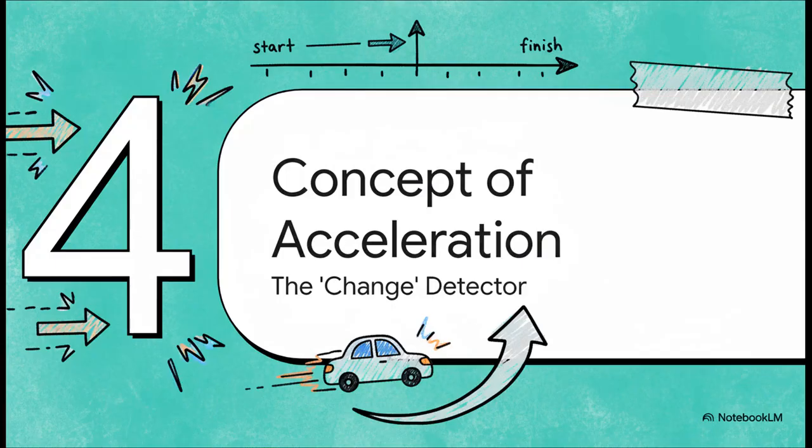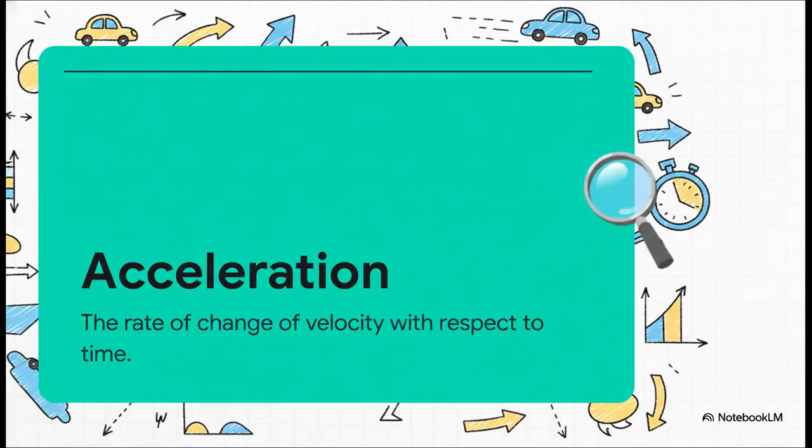Okay, but what happens when your velocity isn't staying the same? What if you're hitting the gas or tapping the brakes? Well, that brings us to our next big concept. And the key word here is velocity. Remember, velocity includes direction. So this means acceleration isn't just about speeding up or slowing down. This is the part that trips people up. You are also accelerating anytime you change your direction.